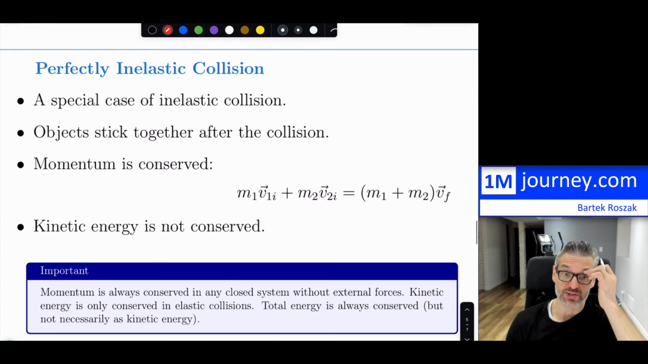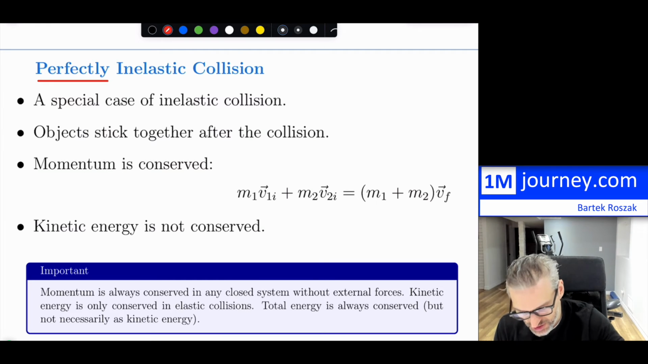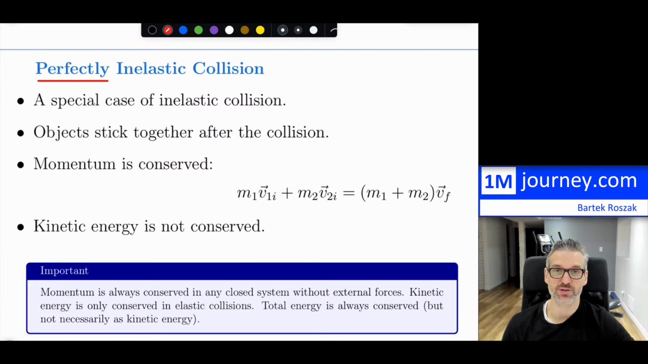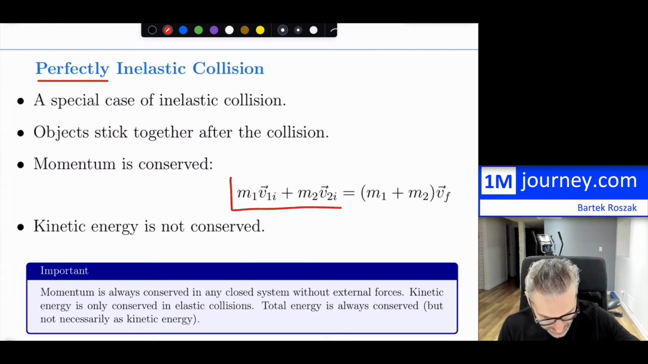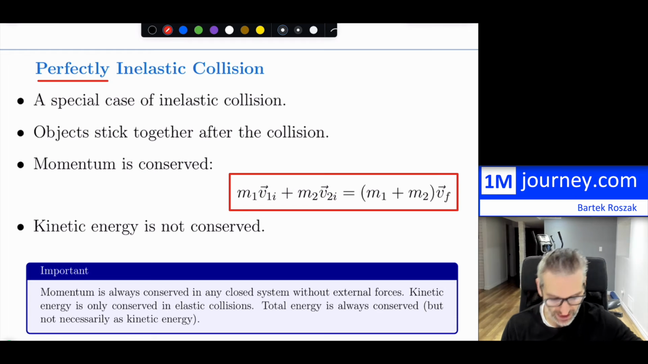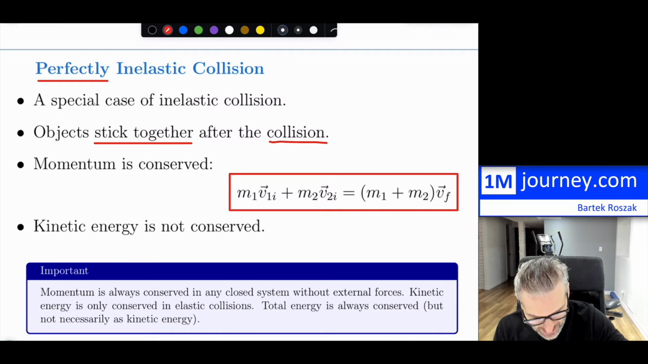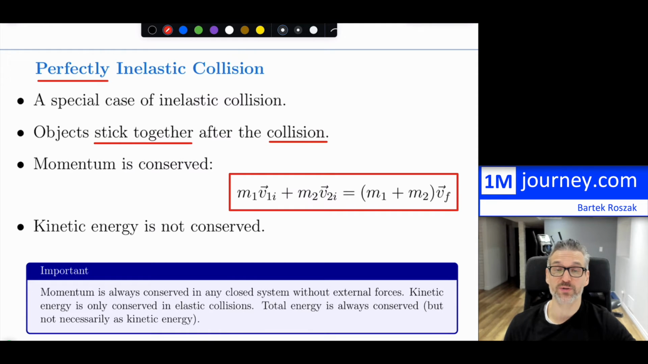Perfectly inelastic collisions, which I am writing right here. The word perfect means it's a very special case. So it is an inelastic collision, and momentum is conserved. Here's our equation. But you'll notice that on the right-hand side, in terms of your final velocity, we have combined both objects M1 and M2, which means that after the collision occurs, they stick to each other. They're stuck together after the collision. That's what we are referring to with the word perfect.